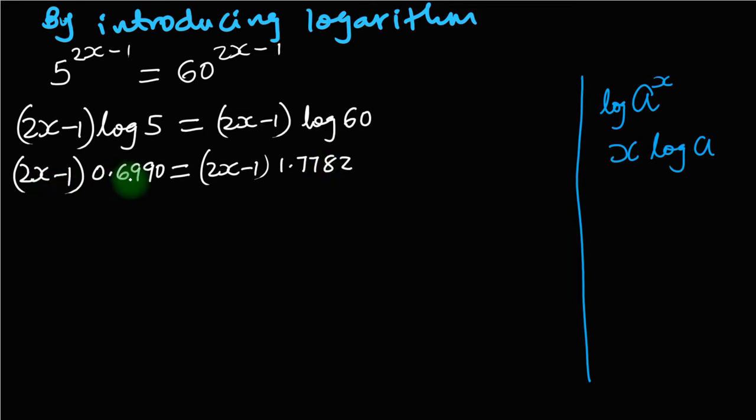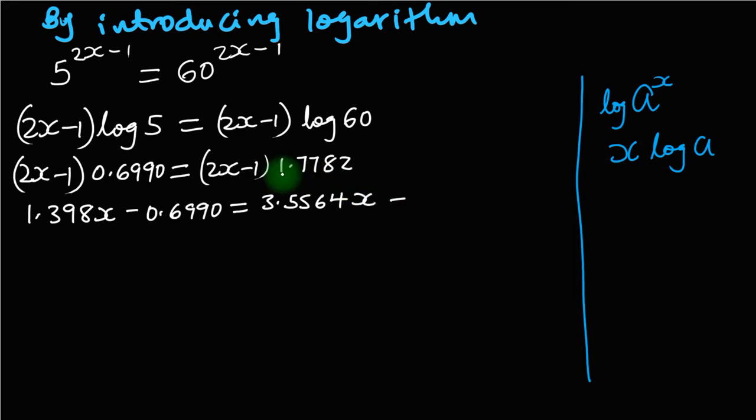1.7782. Then we open the bracket by multiplying 2x by this value. We shall get 1.398x. Then minus 1 multiplied by this value, we get 0.6990, equal to 2x multiplied by 1.7782, we get 3.5564x. Then minus 1 times this value, we get 1.7782. Therefore, we collect the like terms.